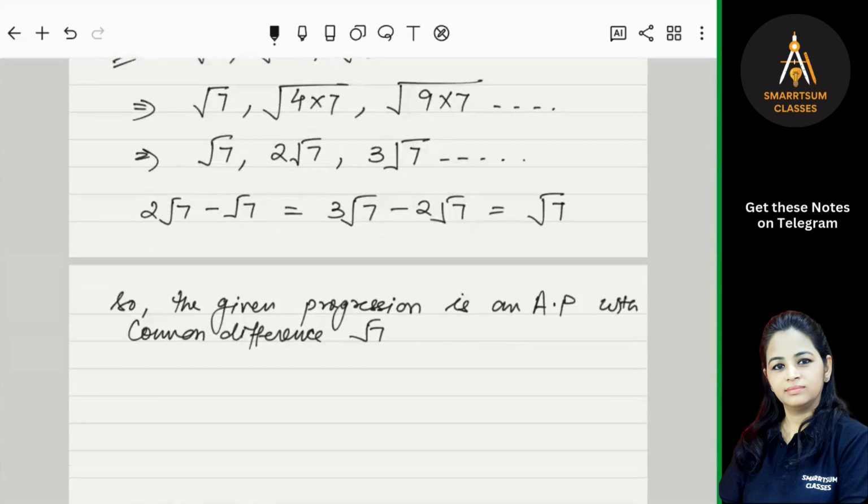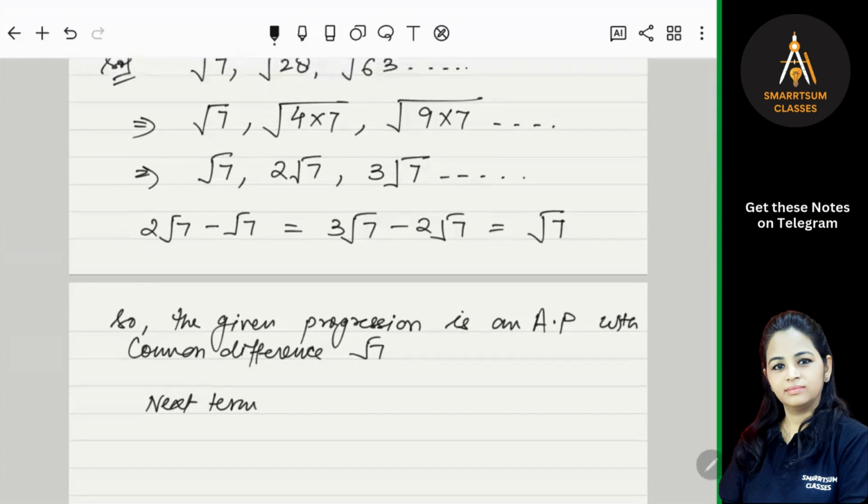Right? Now we can find the next term because we know the common difference. So next term will be, can you tell me what is the next term? Root 7, then 2 root 7, 3 root 7, then now what is the next term? Ma'am, 4 root 7. So next term will be 4 root 7, right? Which you can also write as 16. If you take 4 inside the root, it will become 16 into 7, which is root 112. Right? So this will be the next term in the sequence, right?